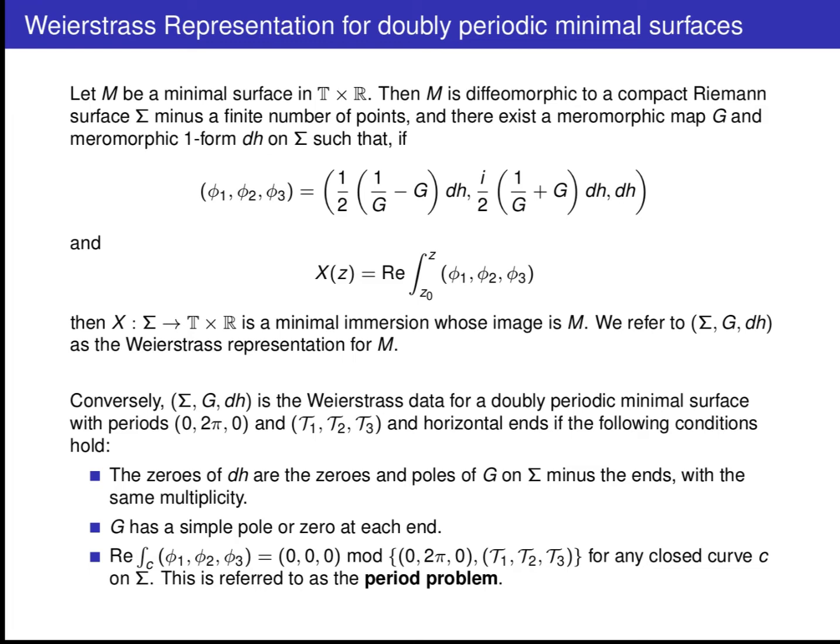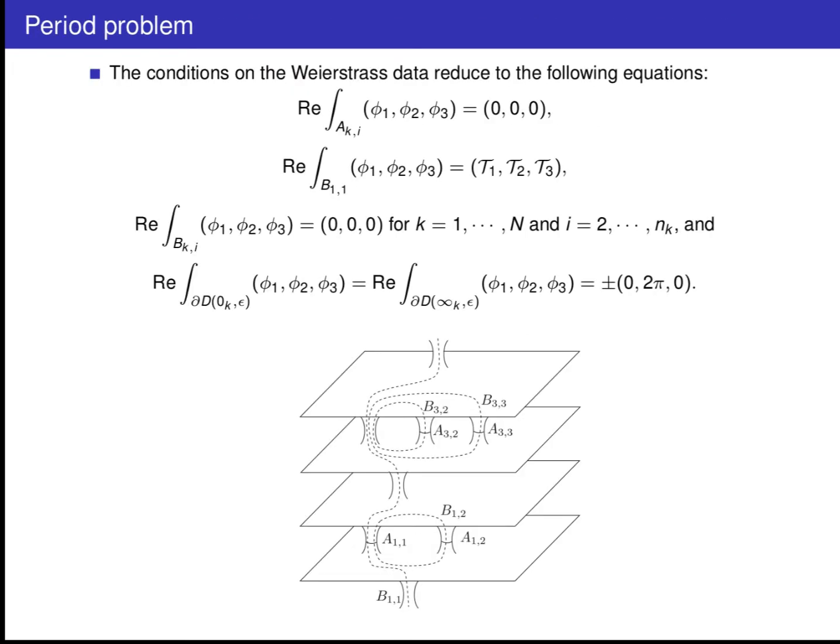And then we want all the periods. Take the real part of the integral over any closed curve C of φ1, φ2, φ3. We want that to be congruent to 0 mod our two period vectors, the (0, 2π, 0) and the (τ1, τ2, τ3). And that needs to hold for any closed curve C on the sigma. Again, that's referred to as the period problem. So the conditions on the Weierstrass data reduce to the following equations.